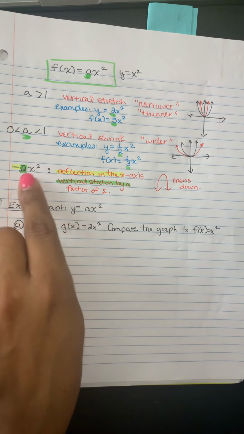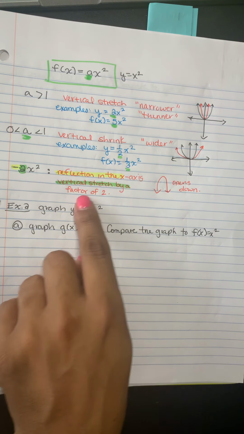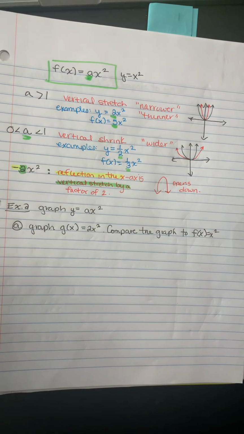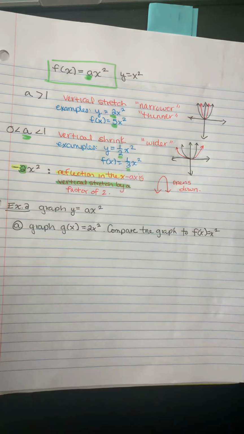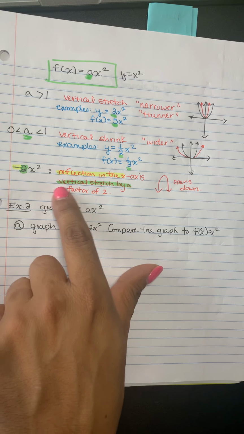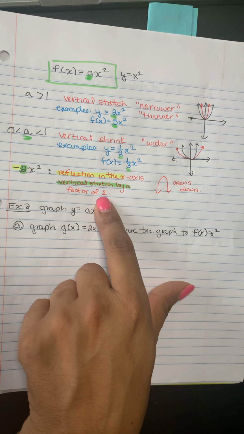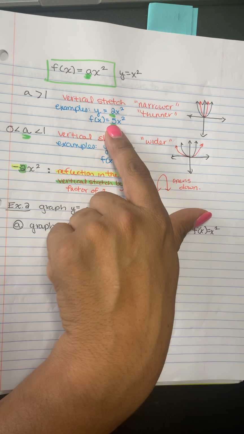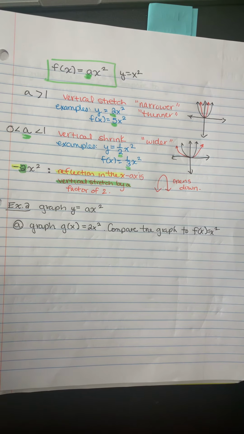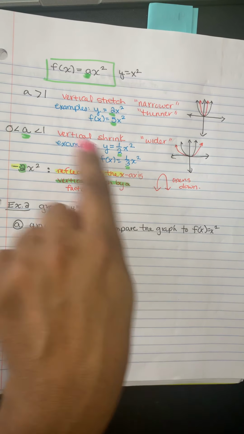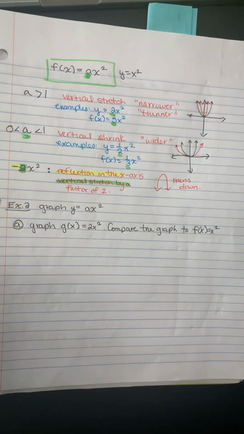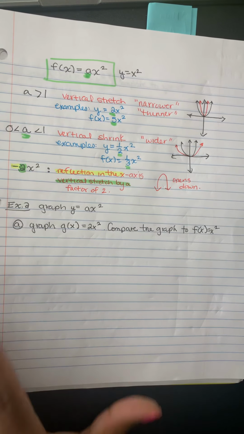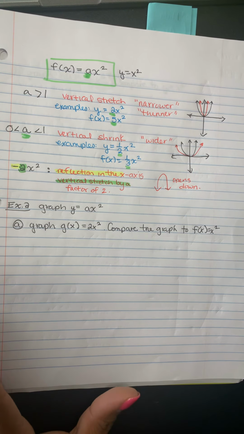That 2 represents a vertical stretch by a factor of 2. Okay, so we talked about when a is here. Vertical stretch by a factor of 2. There's a 2 there. This would be a vertical stretch by a factor of 5. Okay, and we'll talk about this, I think, in the next section. I don't want to introduce that to you yet. Okay, so a couple of things.